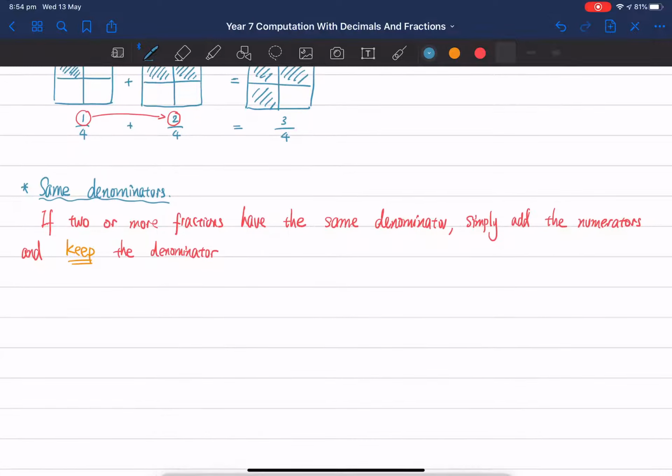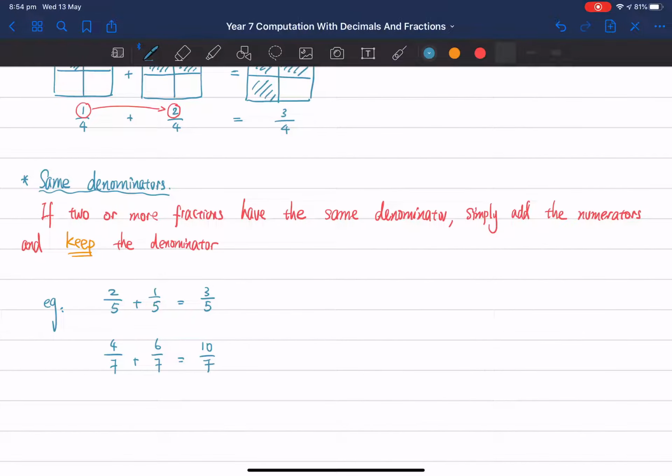I'll give you some simple examples. If we have 2 over 5 plus 1 over 5, that becomes 3 over 5. Very simple. And if you have a slightly larger number, 4 over 7, and 6 over 7, you will get an improper fraction, which is 10 over 7. Sometimes you get questions like 2 over 12 plus 4 over 12, and that gives you 6 over 12. When you get to this point, you need to simplify your answer. 6 over 12 is actually equal to a half. Your final answer is always going to be the simplest answer.